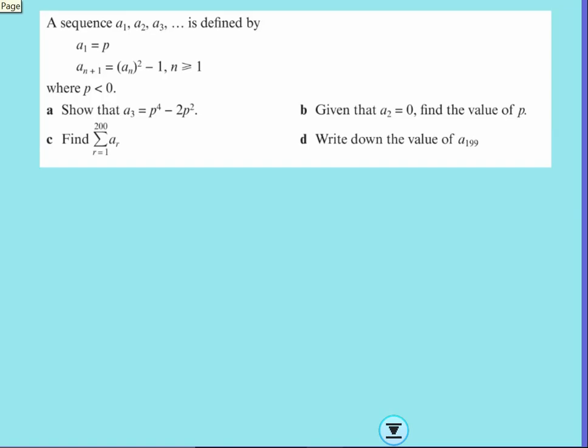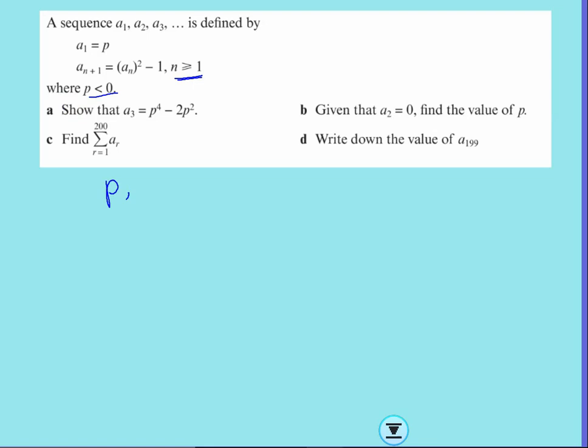Right, look at this. This looks great, doesn't it? So now we have a sequence A1, A2, A3 is defined by, right, so we've got the first value. So I think it's always good to just write the sequence, so p. We've got this recurrence formula, that's great. We're told n is greater than or equal to 1, but we're also told p is less than 0. And we have to show this. I love show that because when you get it, you get that warm fuzzy feeling. If you don't get it, then you just keep going until you do.